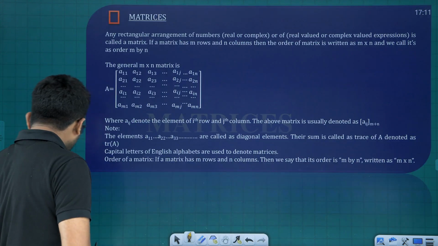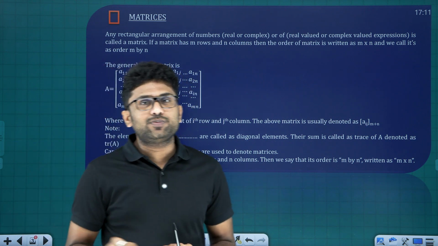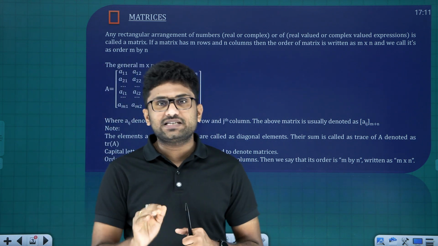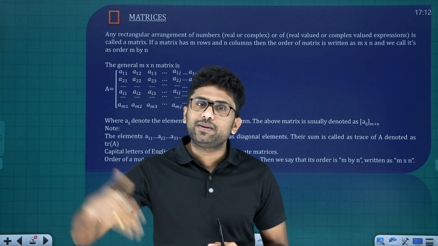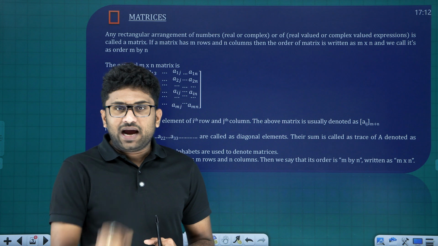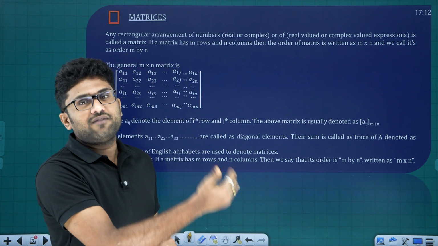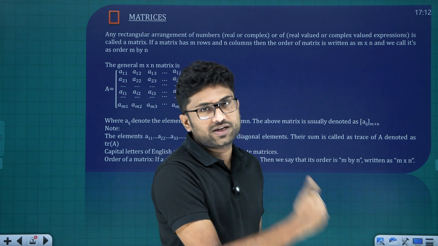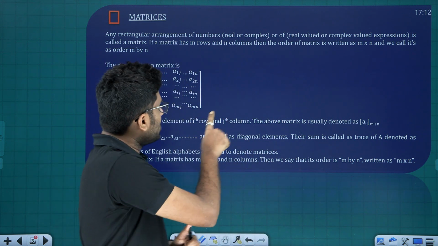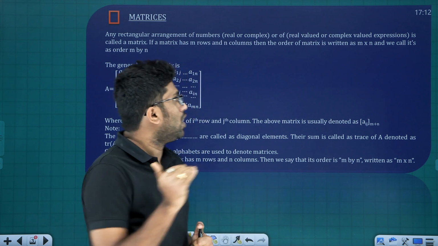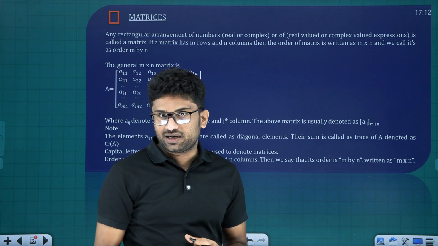Now coming to matrix, how do we define a matrix? Friends, any rectangular arrangement of given m into n numbers is called a matrix. So each specific arrangement of m n numbers will be a specific matrix. And these numbers can be real or even complex numbers, or real valued expressions or even complex valued expressions also. So any rectangular arrangement of given numbers is called a matrix.